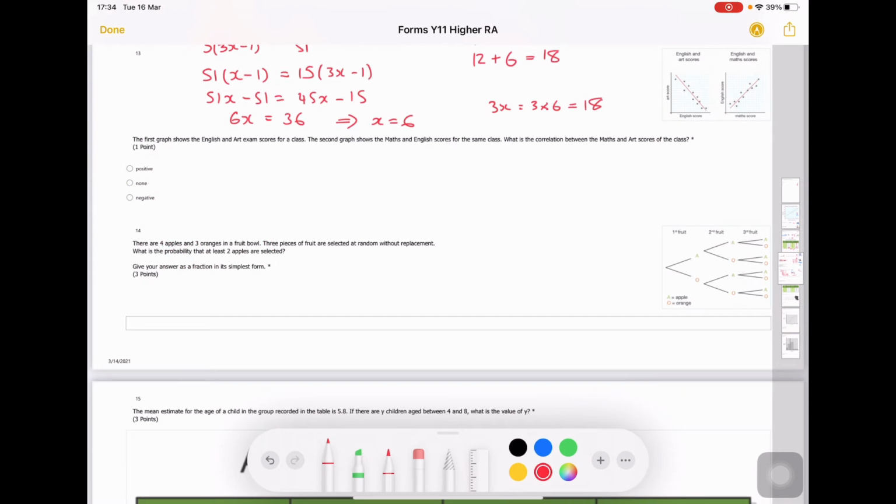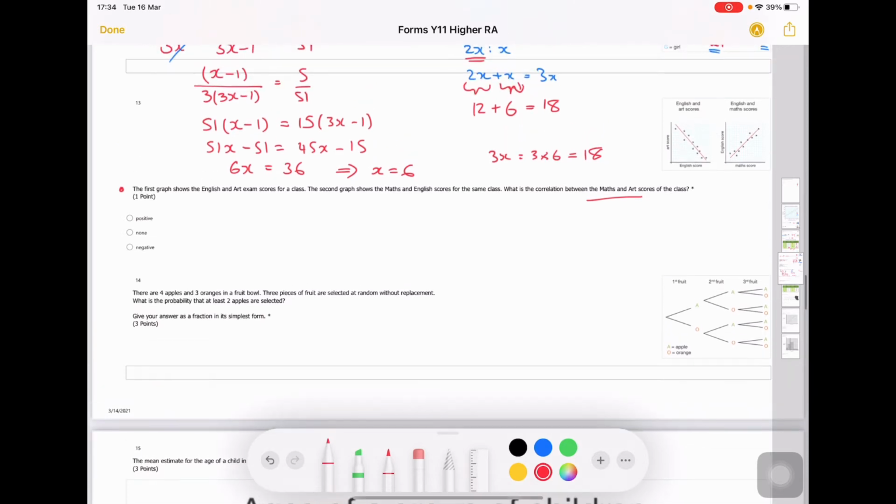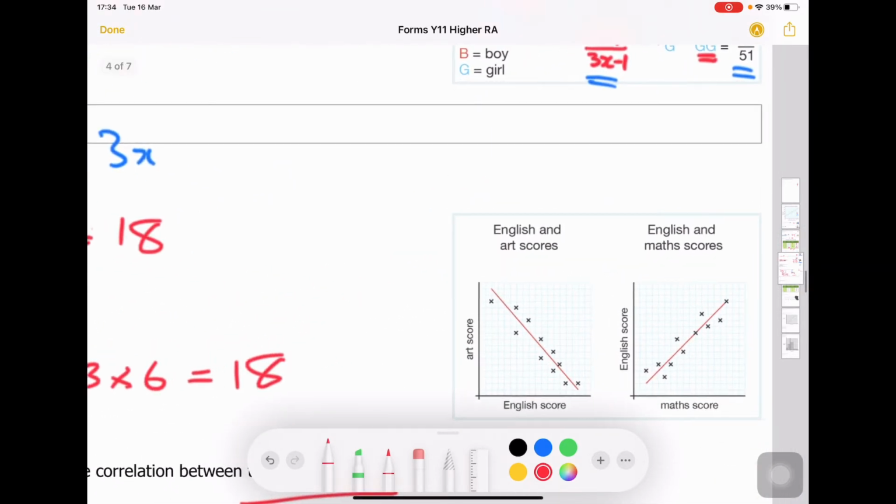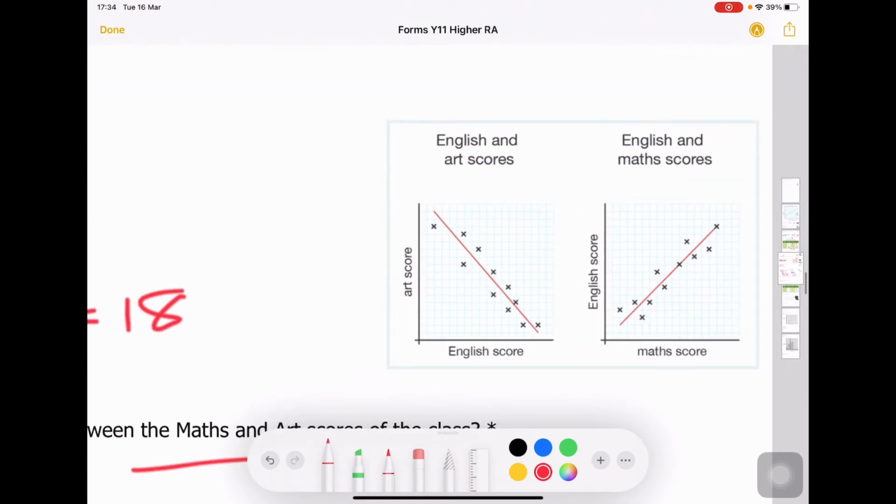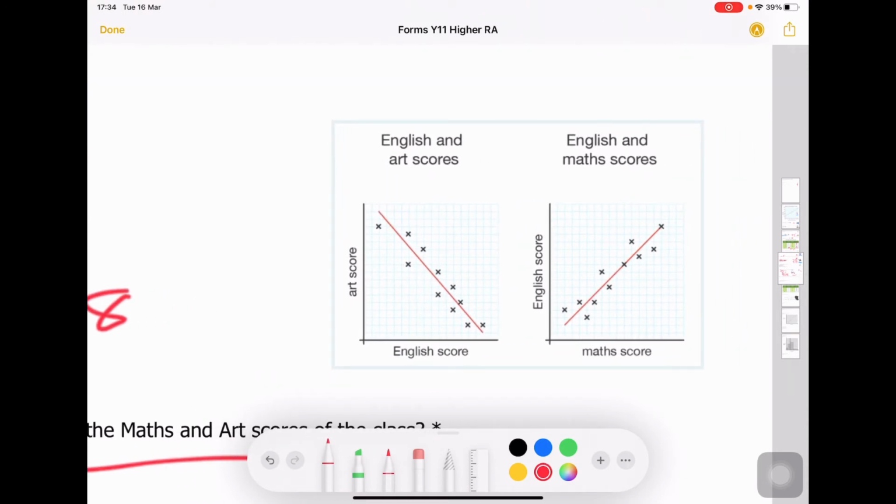Question 13 says the first graph shows the English and art exam scores for a class. The second graph shows the maths and English scores for the same class. Where's the correlation between maths and art? So let's zoom in to these two graphs. We have two scatter diagrams. Remember, scatter diagrams are graphs which have two variables. We have a negative correlation here. That's negative. Positive correlation here.